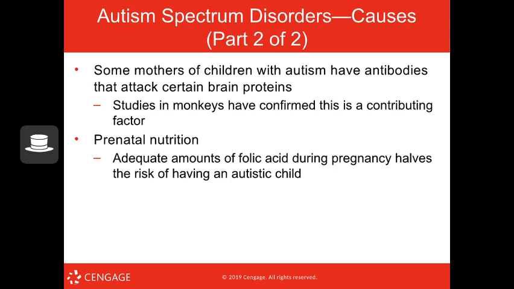Prenatal nutrition is another thing. Adequate amounts of folic acid during pregnancy basically halves the risk of having an autistic child. So if you get nothing else from this class, healthy diet and exercise are so good for your mental health. And if you happen to be a mother, great for the mental health of your developing child. So take care of yourself. Eat a sandwich. Are sandwiches healthy? I don't know. I'm not a nutritionist.